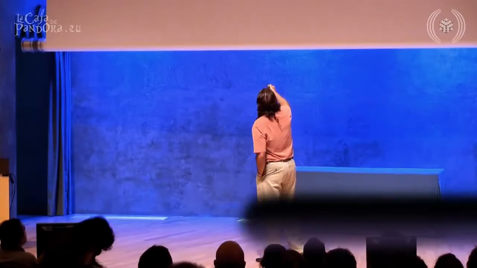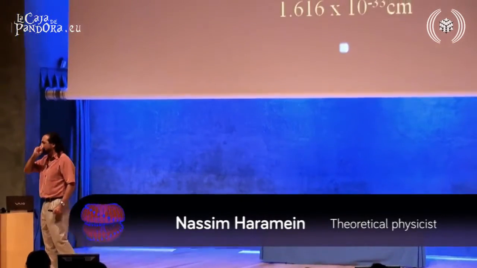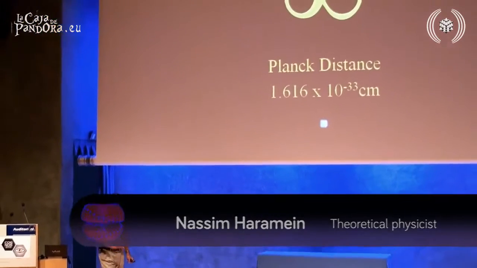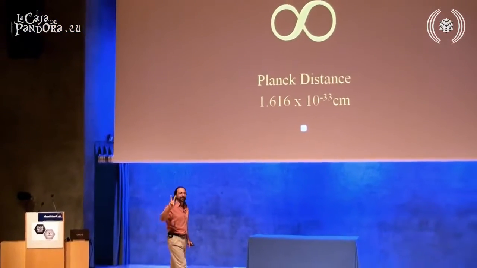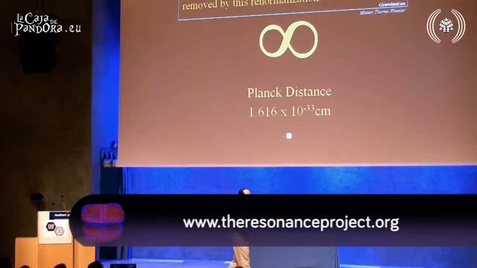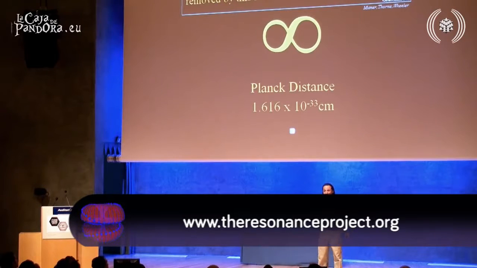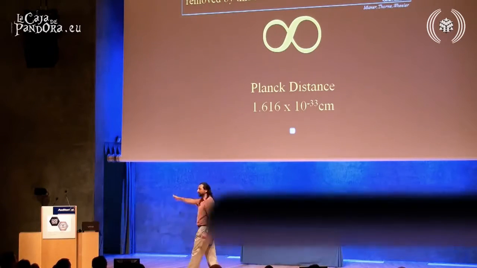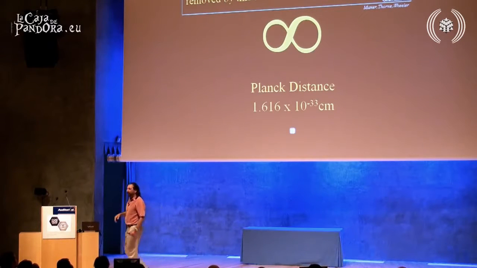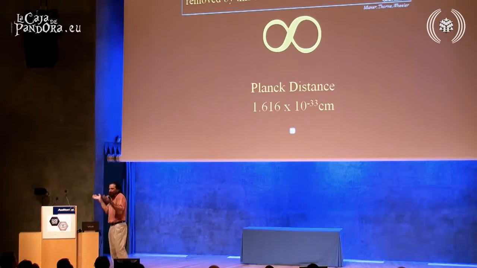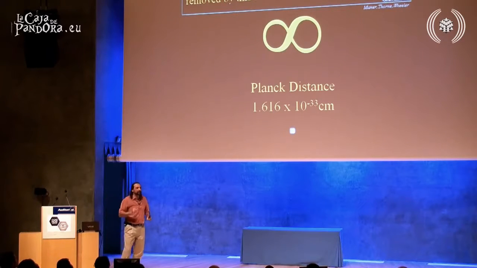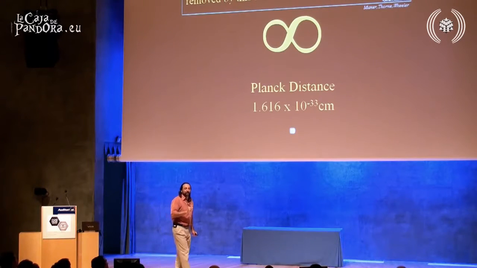Well, how did they renormalize it? What is renormalization? Renormalization is a way to cut the number. In physics, there are two kinds of infinities. One infinity is an infinitely small number. When you find an equation that gives an infinitely small number, you can discard it because it's a very small thing, so you can not pay attention to it.